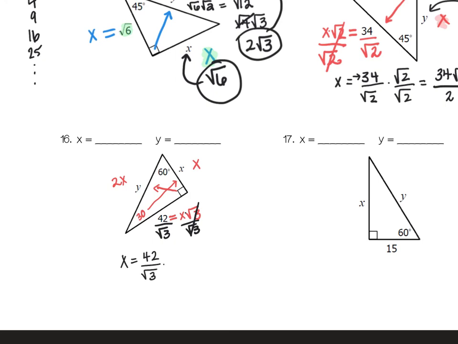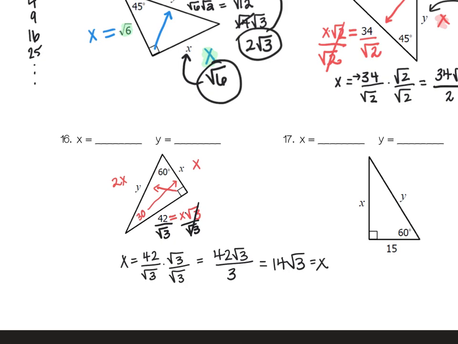But you can't leave a radical on the bottom. So we're going to multiply by square root of 3 over square root of 3. When you multiply across the numerator, you get 42 square root of 3. When you multiply across the denominator, you just get 3. And then 42 divided by 3 is 14. So x is 14 square root of 3.